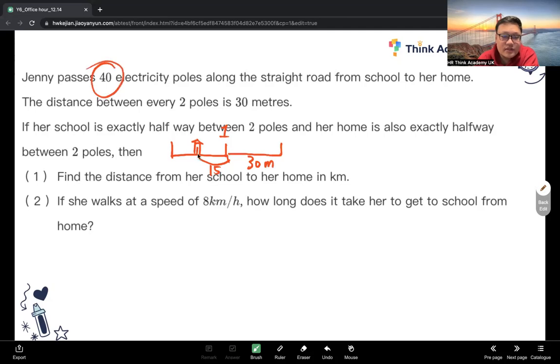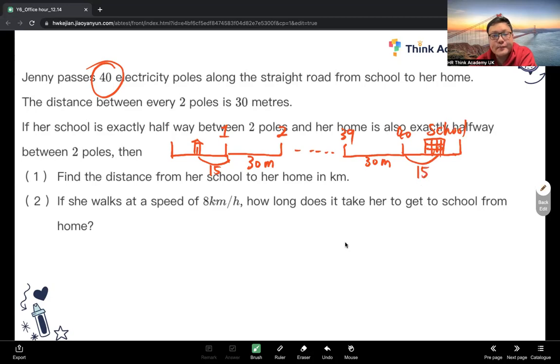Oh, it's 40, not 30. I mean 30 meters. And the second one, and you have a lot of those. Then you go to the 40th and then the 39th. And then the last interval, you go to school. Let's see, this is the school. And you still need to add one more 15 extra part.